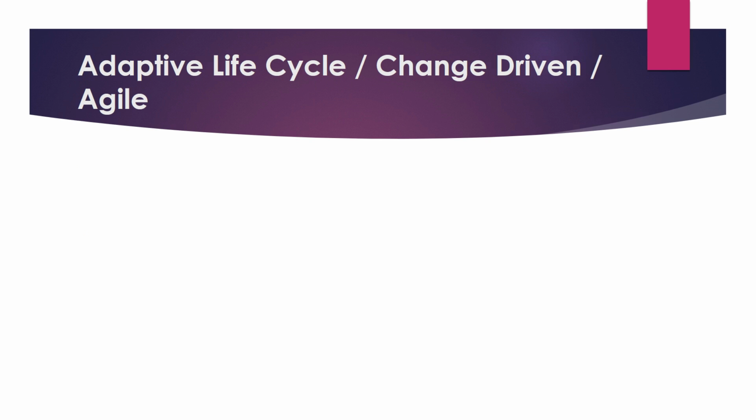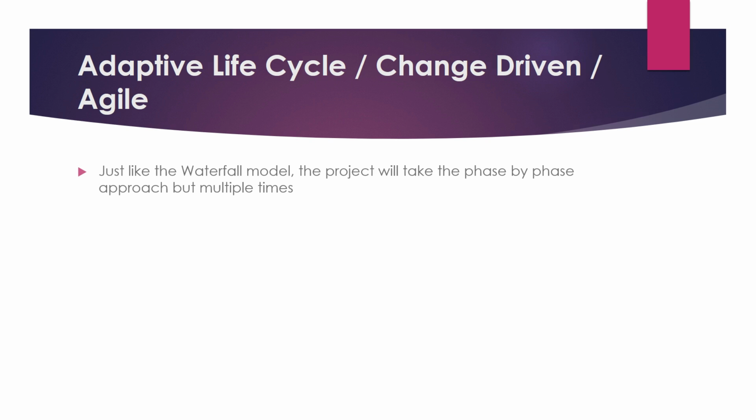The last one here is the adaptive life cycle, also known as change driven life cycle, or agile, as we all know. So what is agile? Just like the waterfall model, the project will take the phase by phase approach, but multiple times. All the phases will be taken care of multiple times. We will not wait for, let's say, one month for the entire requirements to be frozen. We get certain requirements, we start working on them. If those requirements have certain changes or improvements, they will be taken care of in the next phase, or in the next iteration, right? That is what Agile is all about.